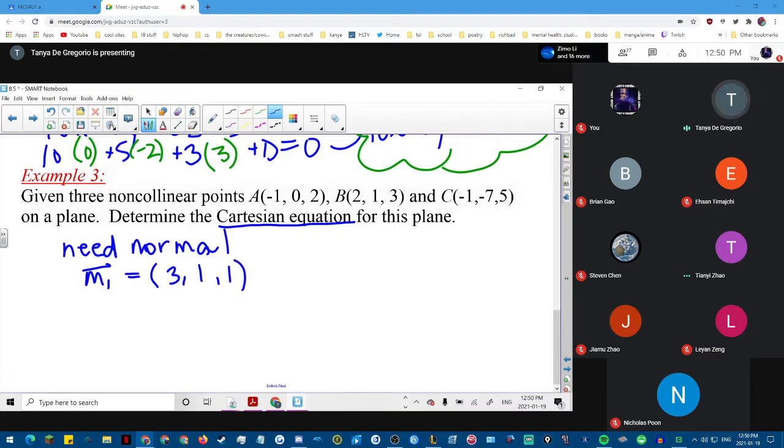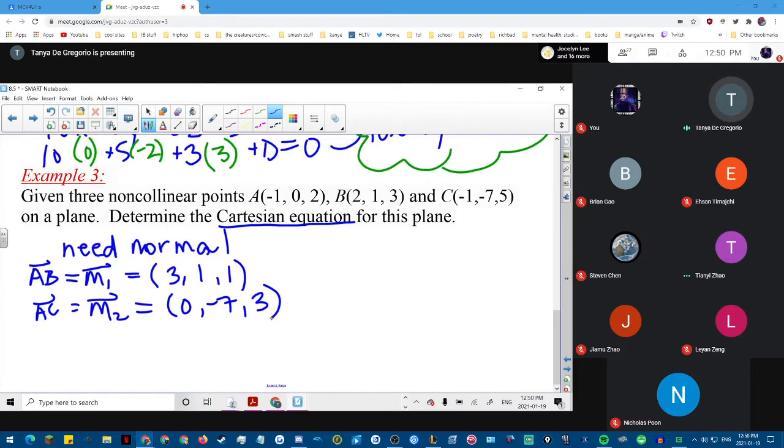So I went ahead and I found one normal vector, and this normal I got from AB. So I did B minus A. Okay? And then I'm going to go ahead and take AC. That's going to be my second direction vector. And so my second direction vector is 0, 7, and 3.